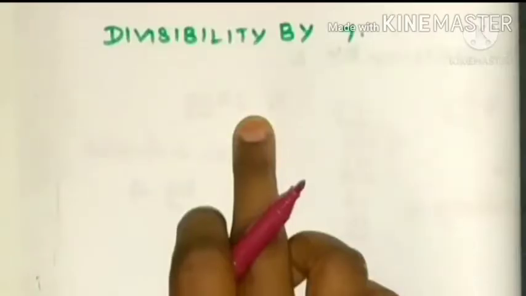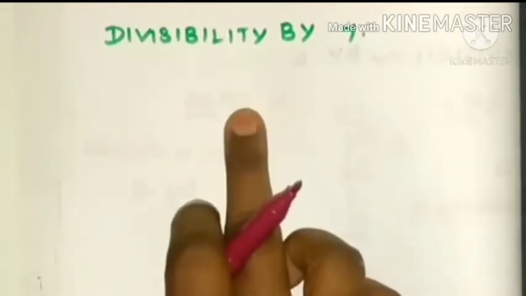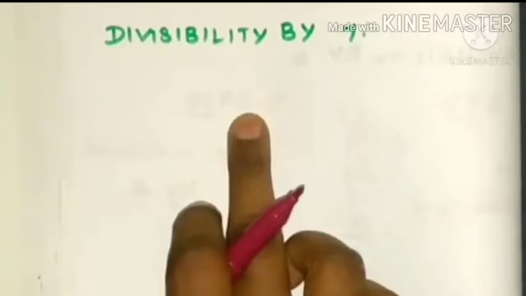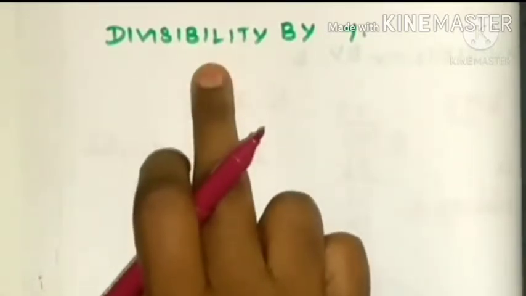And the next one is divisibility by 7. A rule for divisibility of a number by 7 exists, but it is so tricky to follow. So, dividing the number directly by 7 will be easier when compared to the rule of divisibility by 7.